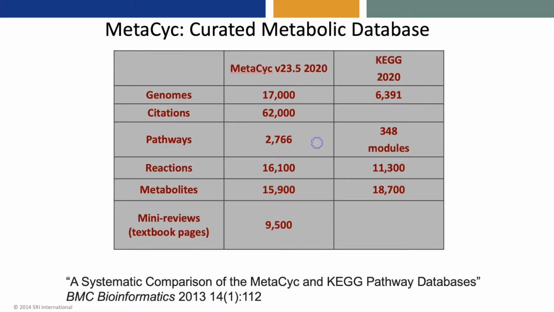We have 2,700 metabolic pathways, whereas KEGG has 348 modules, the comparable type of pathway in KEGG. MetaCyc has 16,000 reactions, whereas KEGG has 11,000. KEGG does have more metabolites than MetaCyc does. And if we add up all of the MetaCyc mini reviews, it comes to about 10,000 textbook equivalent pages, whereas KEGG has very few of these mini review summaries.